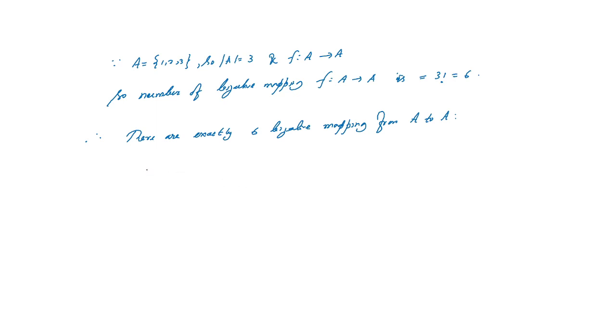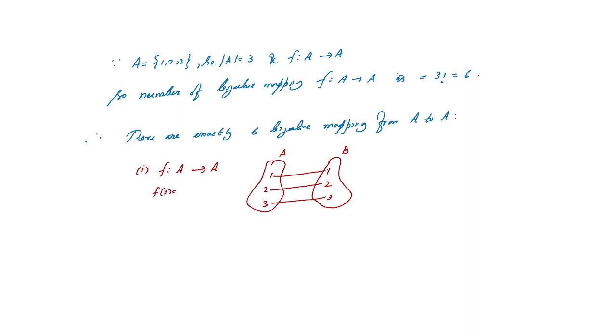The first map, from A to A, is bijective, and we can draw it this way. This map is the identity map. So 1 goes to 1, 2 goes to 2, and 3 goes to 3. So the first map is f of 1 equals 1, f of 2 equals 2, f of 3 equals 3. Or we can write it as: 1 goes to 1, 2 goes to 2, and 3 goes to 3.